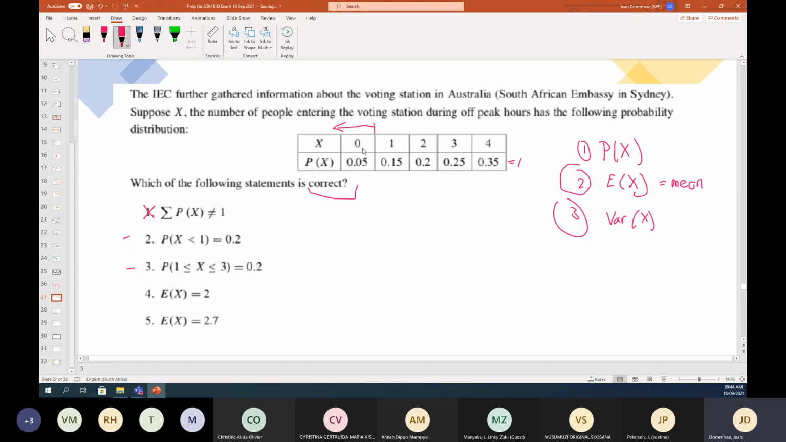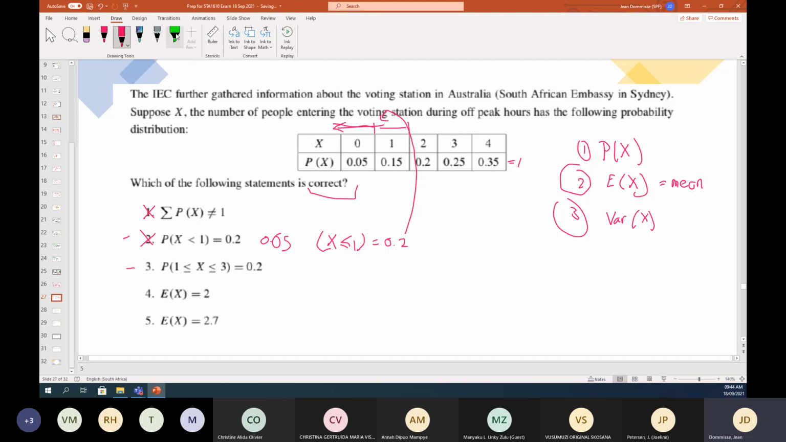So x smaller than 1 is 0.05. Okay, so that one is also wrong. If it was x smaller or equal to 1, then it would have been 0.2. But just looking at smaller than 1, we exclude 1, so it is 0.05. So that is why that one is also wrong.